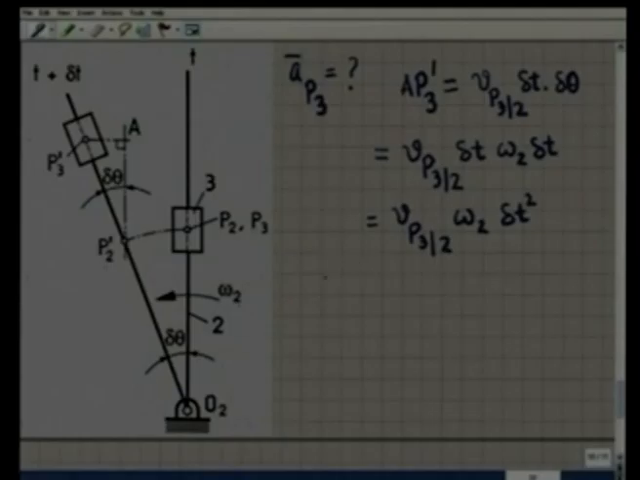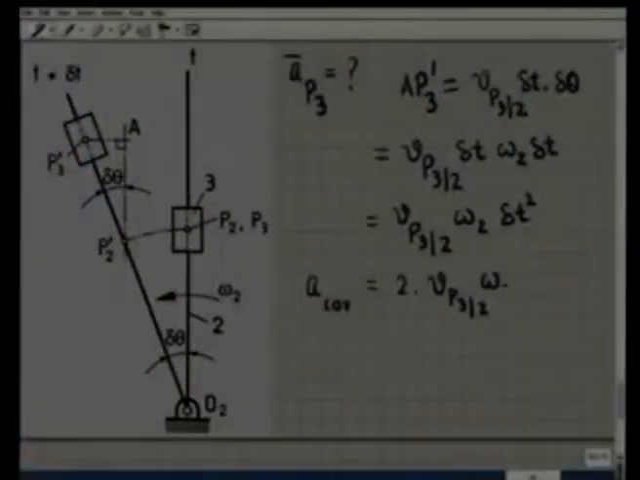And what is the magnitude of that acceleration? That is the magnitude of A Coriolis. What is the magnitude? That is twice Vp32 into omega 2, because with this acceleration I can cover a distance half A Coriolis into delta t squared during the time interval delta t, which gives me back this AP3 prime.